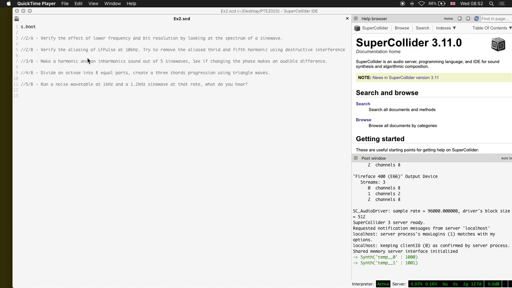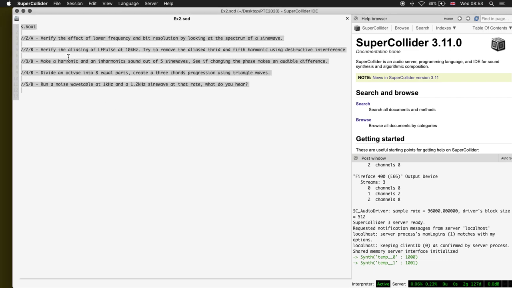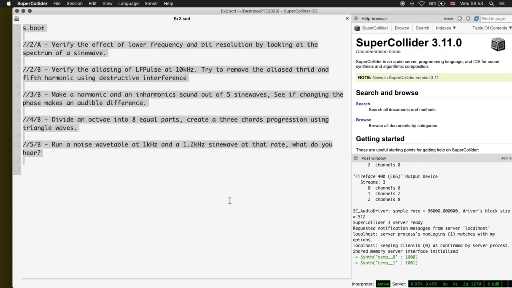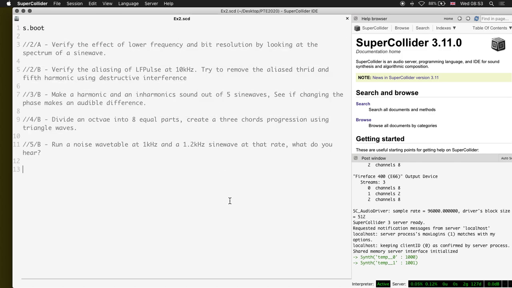So you have 5 exercises. What you can do is pause the video and try to do them on your own if you have some SuperCollider background. Otherwise, bear with me.